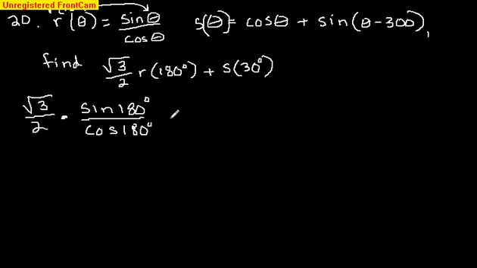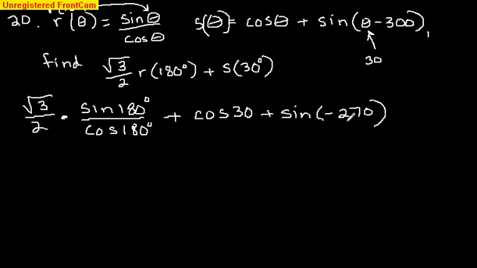Okay, we got that one started, and then plus, now we go to the s function, and we're going to replace the thetas in the function with 30. So we're going to get cosine of 30 plus sine of, we're replacing this with a 30, so it would be minus 270. Now we're back to our special triangles.